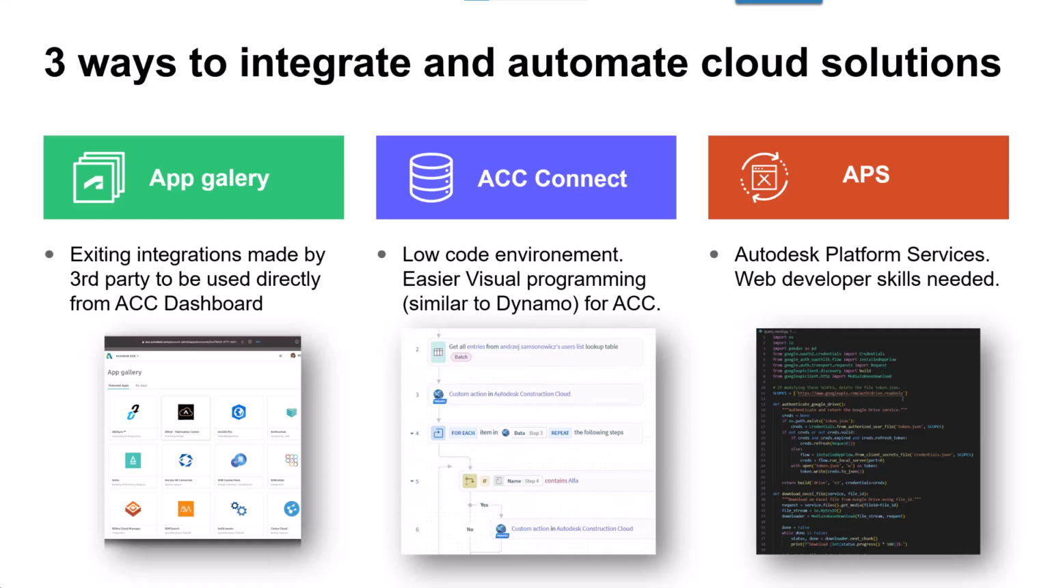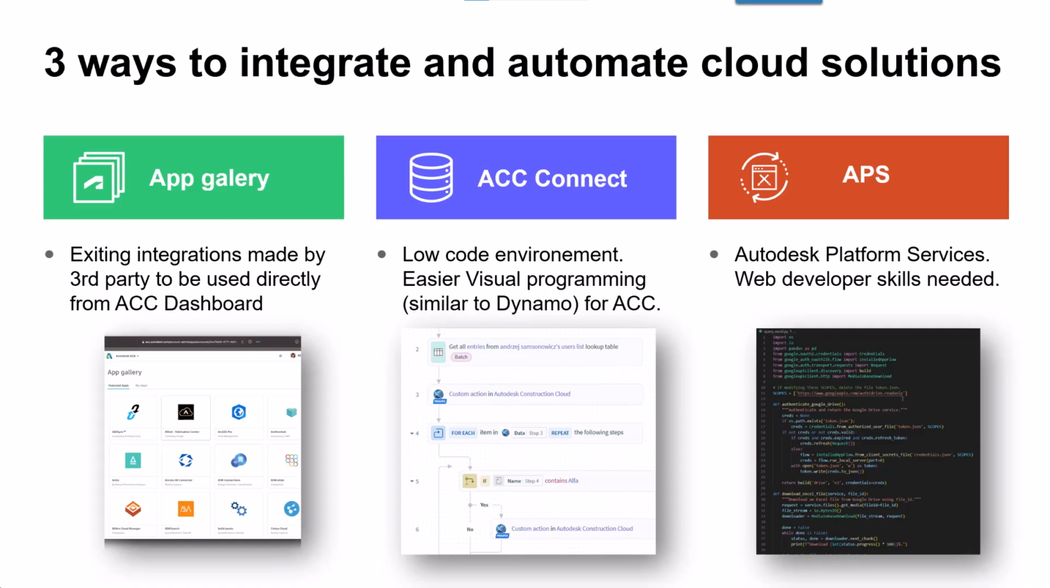First, we have the App Gallery. This is a collection of ready-made integrations created by third-party developers. These apps can be directly accessed and launched from the Autodesk Construction Cloud dashboard with no need for custom coding or setup. It's ideal for common use cases like connecting ACC with tools such as Procore, BIM 360 or Dropbox.